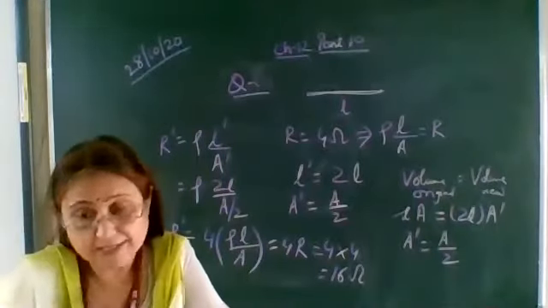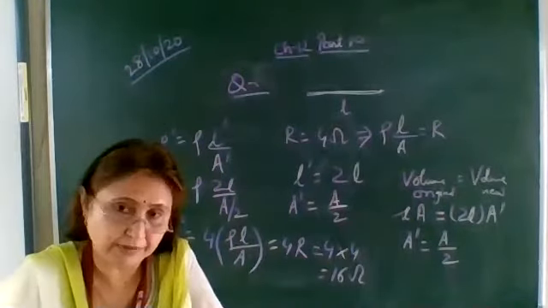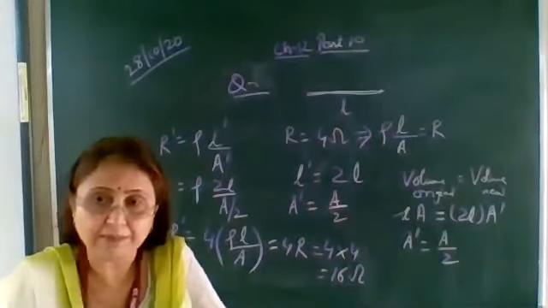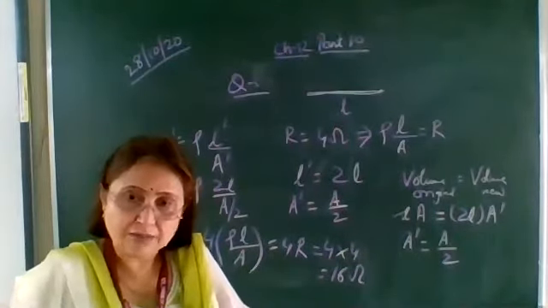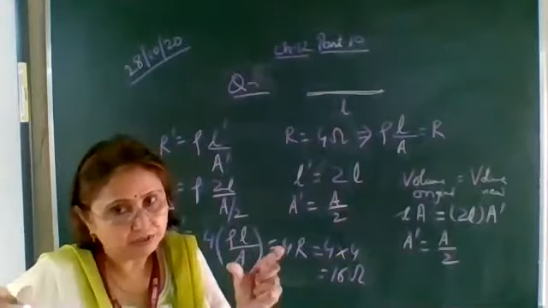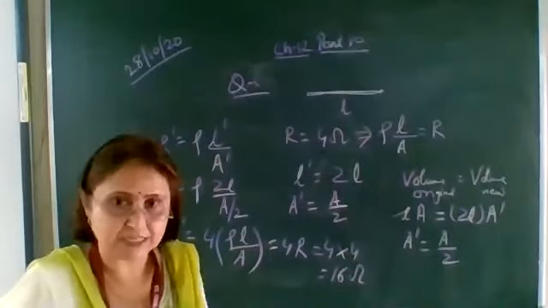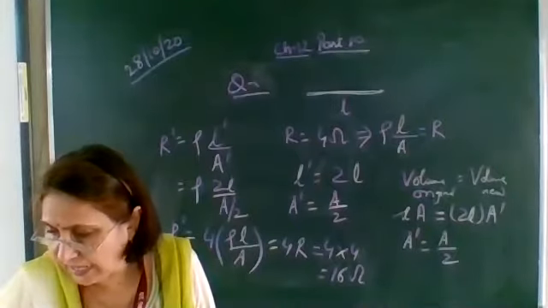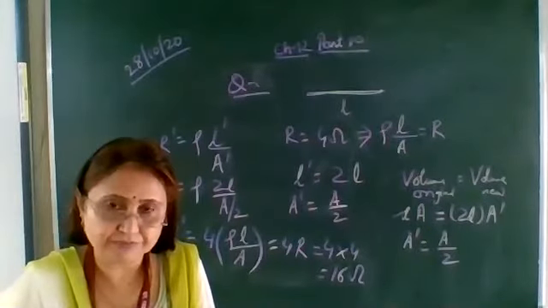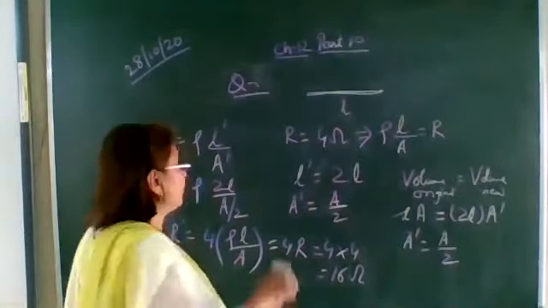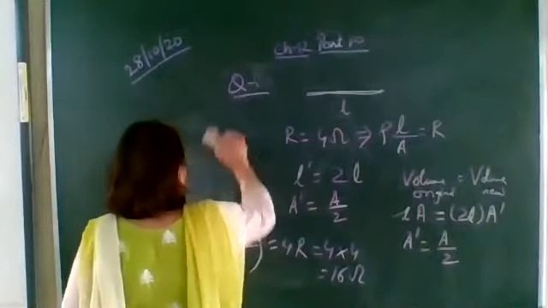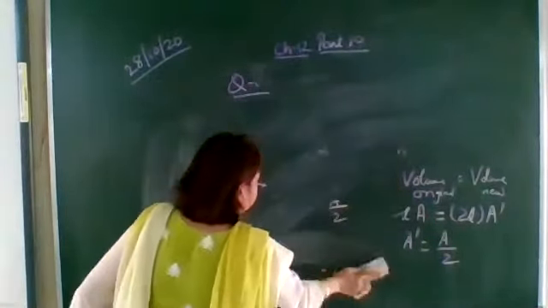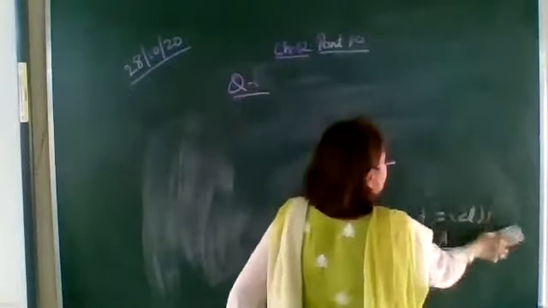Now let's come to example 12.6. Now you should be able to do this question. A 4 ohm resistance wire is doubled on it, that is, one more wire is wound over it. So the cross-sectional area is doubled. So what is given? The cross-sectional area is doubled and the length will become half.